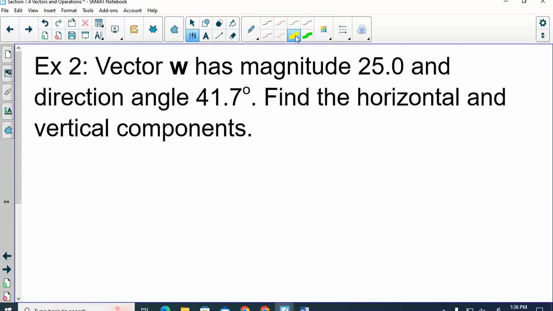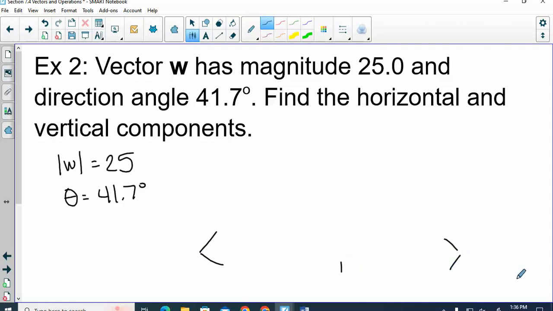So vector W has a magnitude of 25.0, or if you're writing your notes and you want to shorthand, that just means the magnitude of W is 25. The direction angle, so theta, is 41.7 degrees. Find the horizontal and vertical components. So all I'm asking is really write the vector. Okay, what is our vector going to be here? Horizontal component, that's just the x. Vertical component, that's just your y.